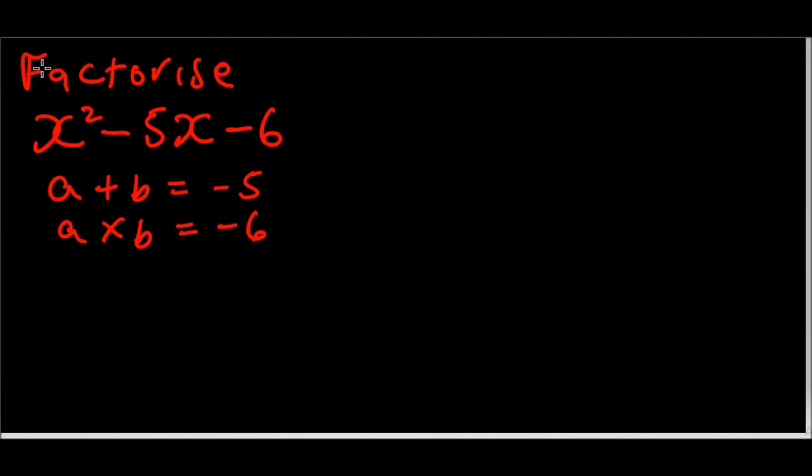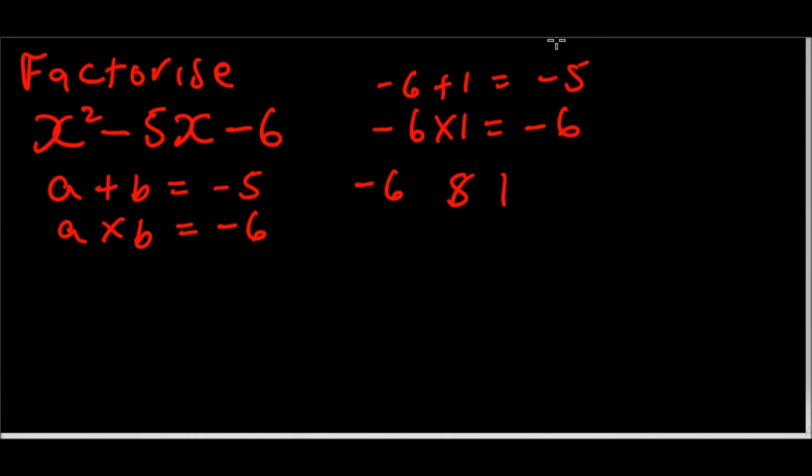If we have minus 6 and 1, let's say if we multiply minus 6 by 1, that is the same as minus 6. Again, if we say minus 6 plus 1, that will give us minus 5. So it means the numbers that we need are minus 6 and 1. So we rewrite our expression, and this will give us x squared plus x minus 6x minus 6, and note that x plus minus 6x is the same as minus 5x. So we have not changed minus 6.